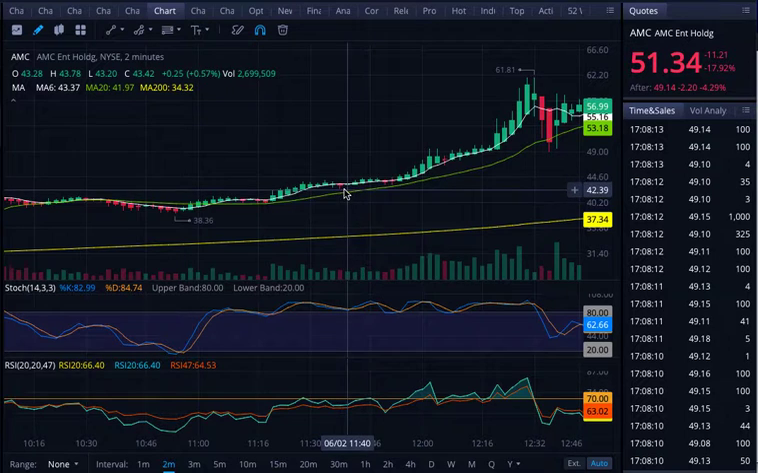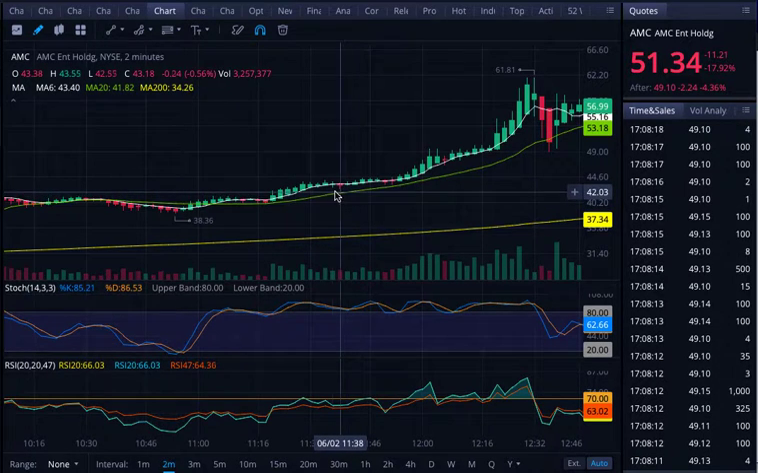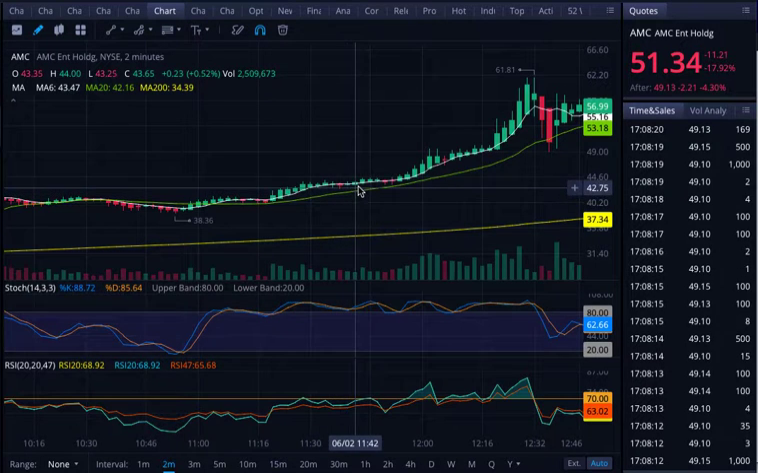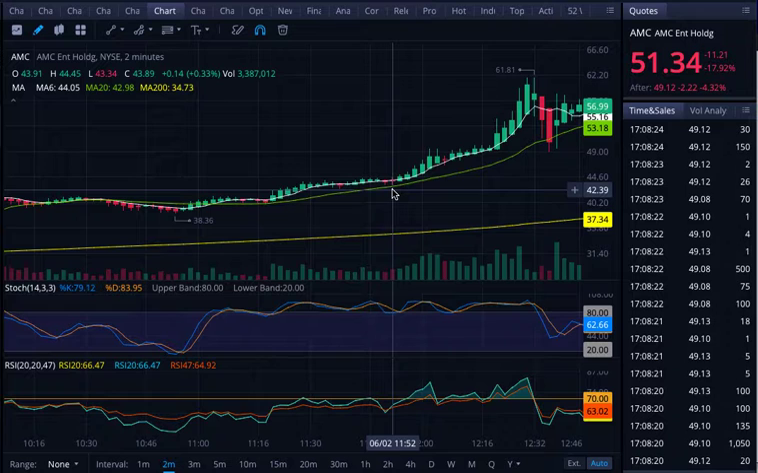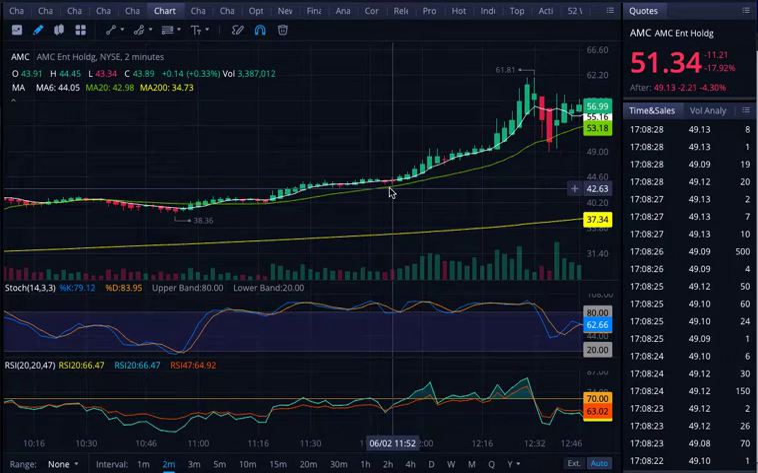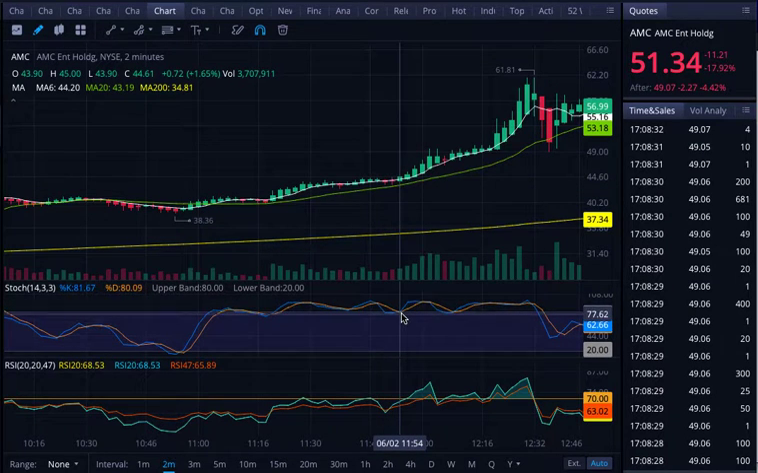Yeah, you have a red candle here, but it didn't touch the 20 MA. So don't be nervous about red candles. And it kept going, and 2 more red candles, and it almost touched the 20 MA. And down here, you can see where it even crosses over here.